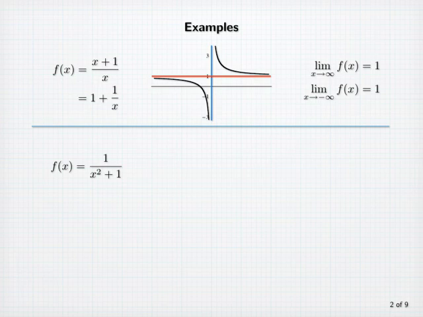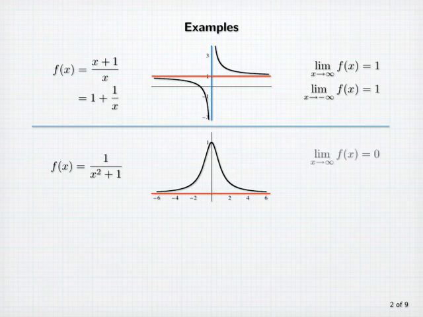Another example. F of x equals 1 over x squared plus 1. Here's the graph of that function. Notice that y equals 0 is a horizontal asymptote, both rightward and leftward. And so the limit as x approaches plus infinity is 0, and the limit as x approaches minus infinity is also 0.